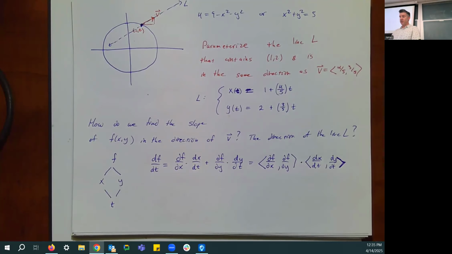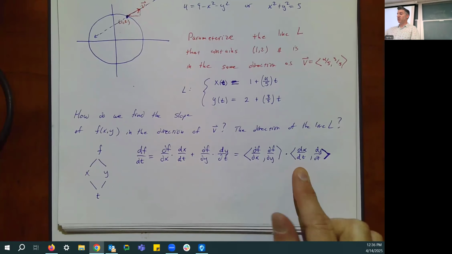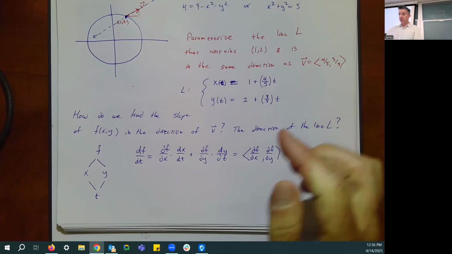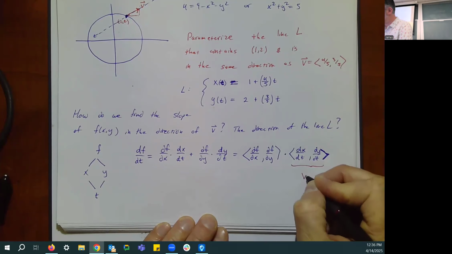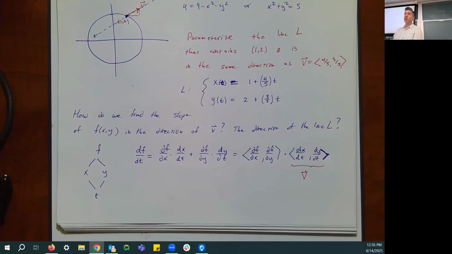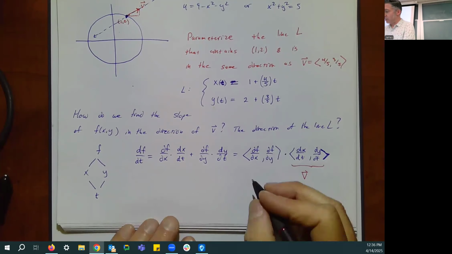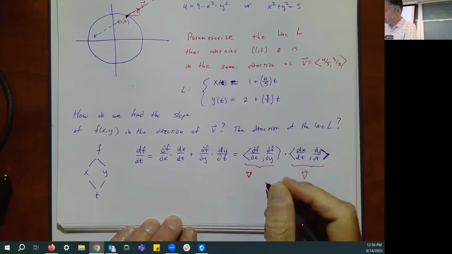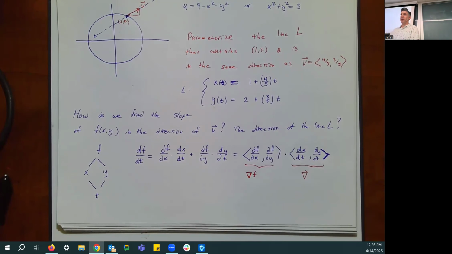So I want to point out a couple things. First and foremost, dx dt is just going to be 4/5, and dy dt is just going to be 3/5. So this dx dt, dy dt vector is just your vector v, the direction vector. This vector over here, del f del x, del f del y, is called the gradient. And it's given the notation upside down triangle f, the gradient of f.